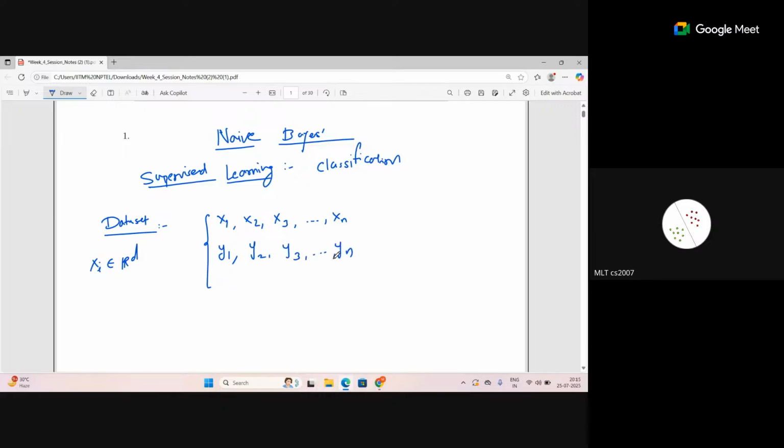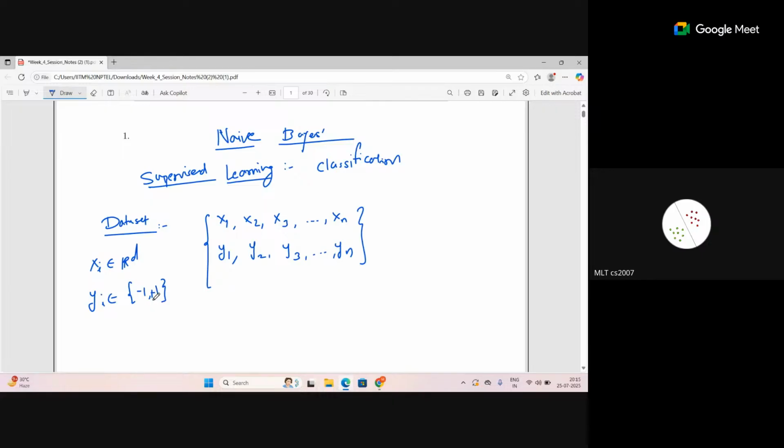So this is what your data set will look like. And what about yi? Each yi will belong to either 0 or 1, a 0-1 class, or either -1 or 1. Generally we think of this as -1 and +1, which is a positive class and a negative class. You can write it as 0 or 1, that is fine.